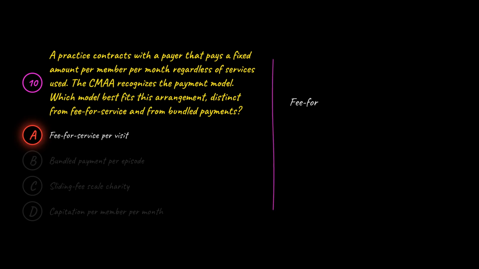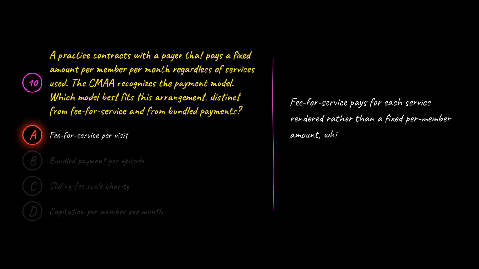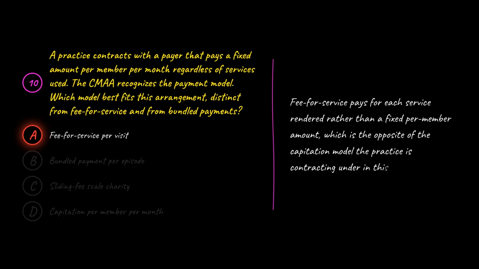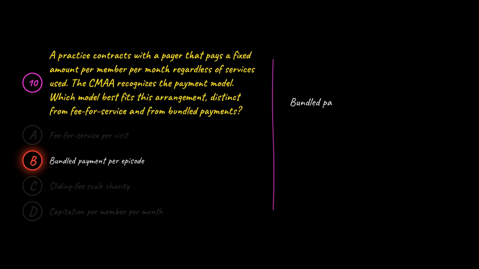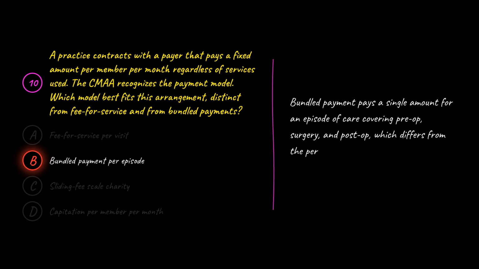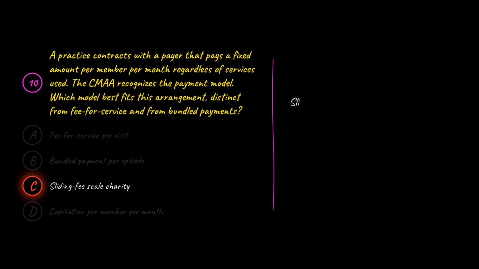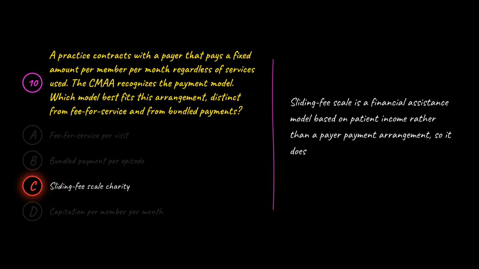A is wrong because fee-for-service pays for each service rendered rather than a fixed per member amount, which is the opposite of the capitation model the practice is contracting under in this scenario today. B is wrong because bundled payment pays a single amount for an episode of care covering pre-op, surgery, and post-op, which differs from the per member per month structure of capitation described here. C is wrong because sliding fee scale is a financial assistance model based on patient income rather than a payer payment arrangement. So it does not match the capitation model the practice is contracting under here.